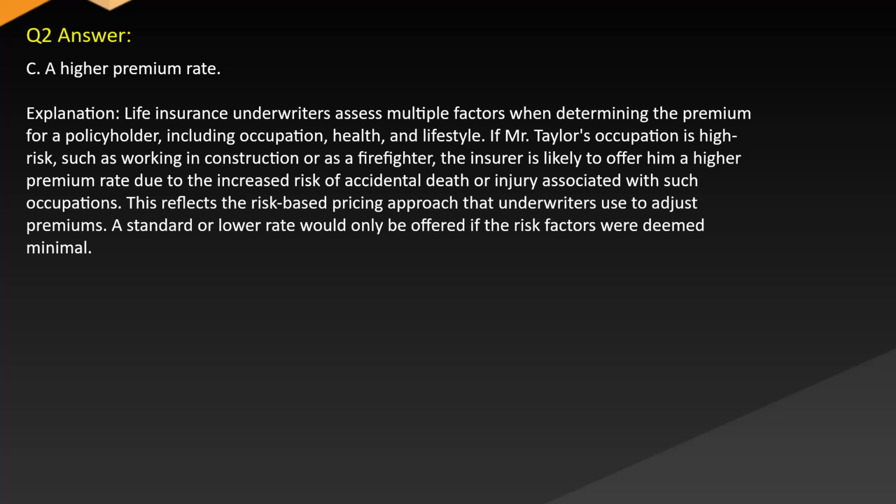Answer. C. A higher premium rate. Explanation. Life insurance underwriters assess multiple factors when determining the premium for a policyholder, including occupation, health, and lifestyle. If Mr. Taylor's occupation is high risk, such as working in construction or as a firefighter, the insurer is likely to offer him a higher premium rate due to the increased risk of accidental death or injury associated with such occupations. This reflects the risk-based pricing approach that underwriters use to adjust premiums. A standard or lower rate would only be offered if the risk factors were deemed minimal.